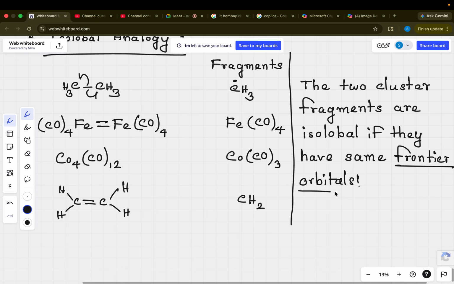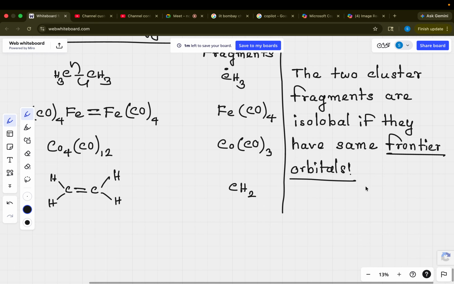Now, what is a frontier orbital? For that we need a separate understanding. You can follow one book, which is Crabtree. Crabtree is a very popular book for organometallic chemistry. There you will get a better understanding, because they have pictorial representations and show it properly, which is not possible here. So you can refer to this book, Crabtree.